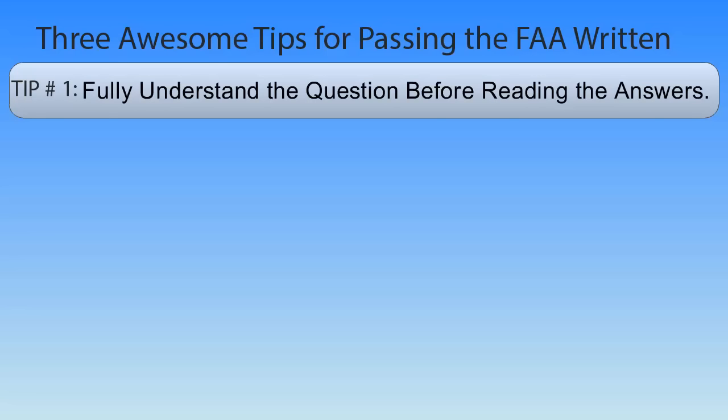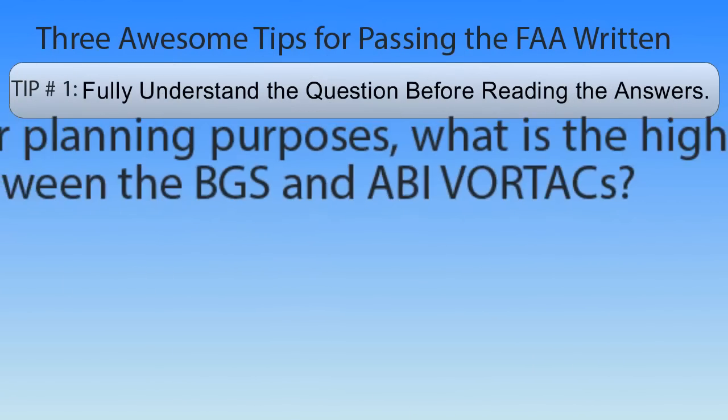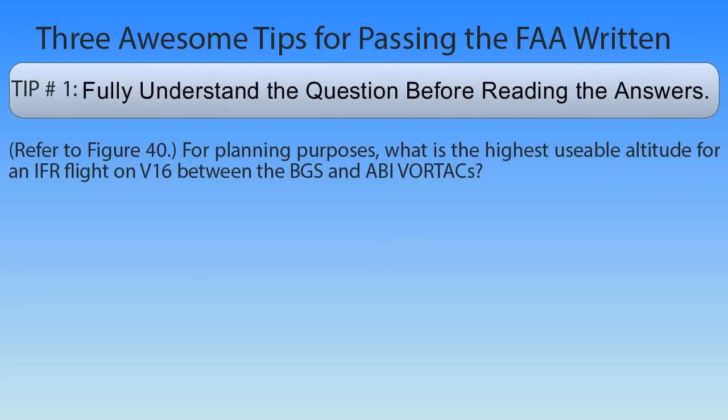Let me give you another example. This question says, refer to figure 40 for planning purposes. What is the highest usable altitude for an IFR flight on Victor 16 between the BGS VORTAC and ABI VORTAC? And the answers are 6,500 feet, 18,000 feet, 17,000 feet. By reading the question, we can see that we are planning, so IFR altitude rules apply.